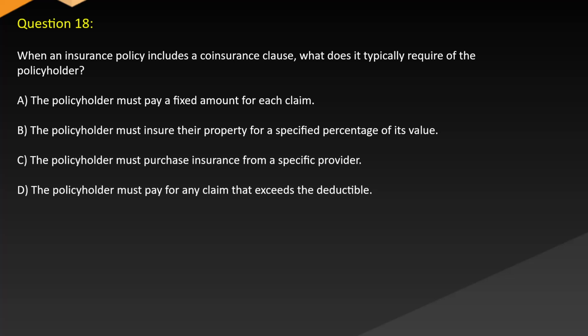Question 18. When an insurance policy includes a coinsurance clause, what does it typically require of the policyholder? A. The policyholder must pay a fixed amount for each claim. B. The policyholder must insure their property for a specified percentage of its value. C. The policyholder must purchase insurance from a specific provider. D. The policyholder must pay for any claim that exceeds the deductible.